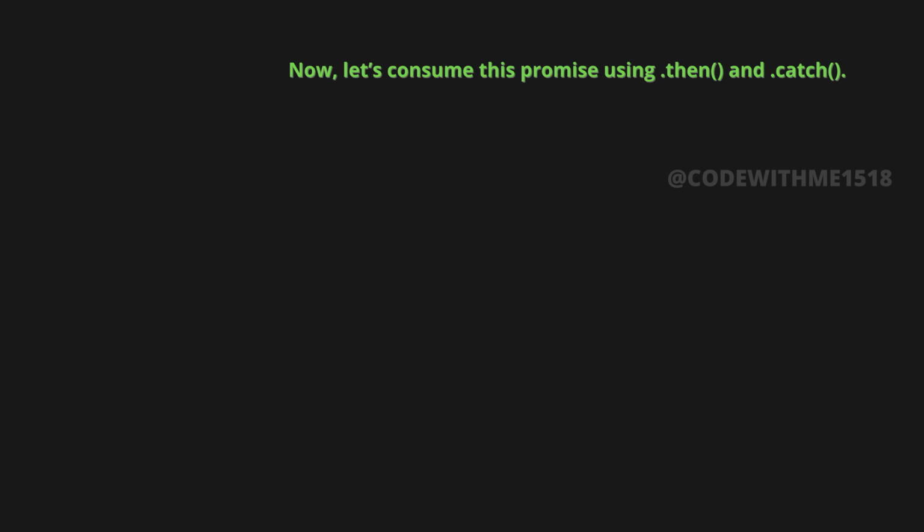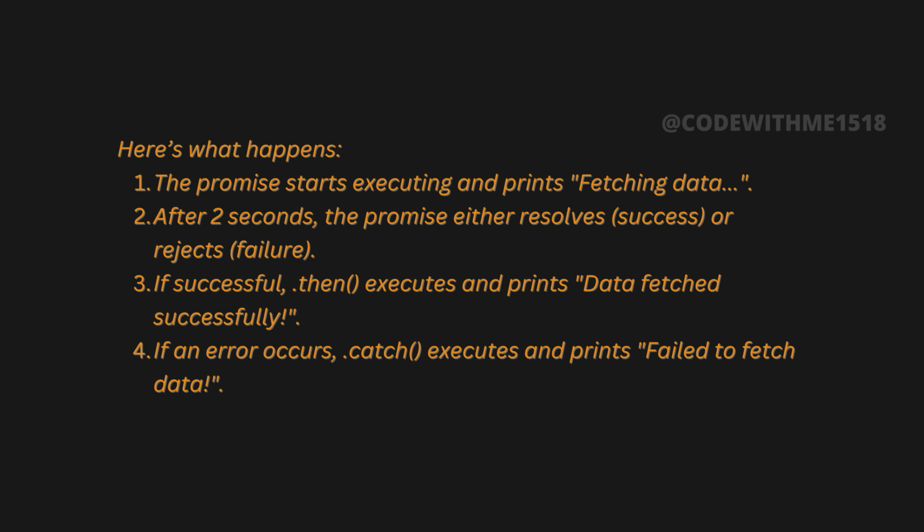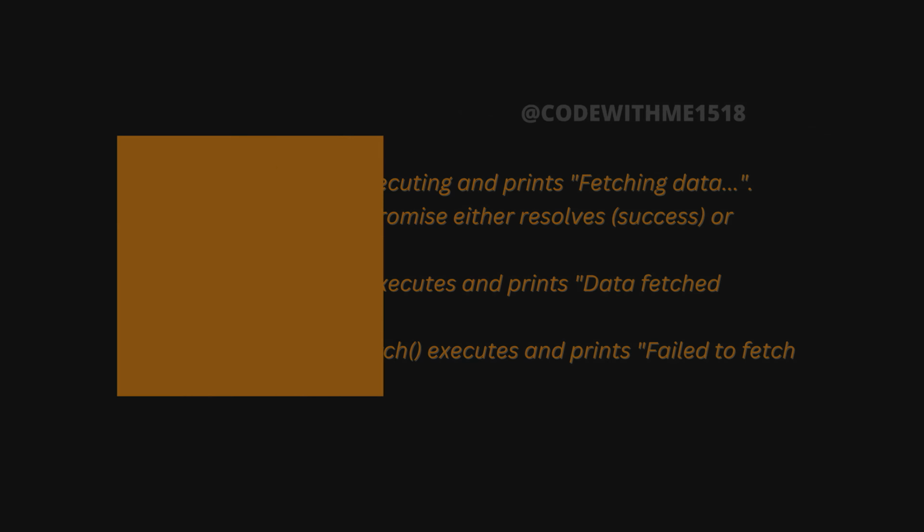Now, let's consume this promise using .then and .catch. fetchData.then(data => console.log(data)).catch(error => console.error(error)). Here's what happens. 1. The promise starts executing and prints 'Fetching data'. 2. After 2 seconds, the promise either resolves (success) or rejects (failure). 3. If successful, .then executes and prints 'Data fetched successfully'. 4. If an error occurs, .catch executes and prints 'Failed to fetch data'.